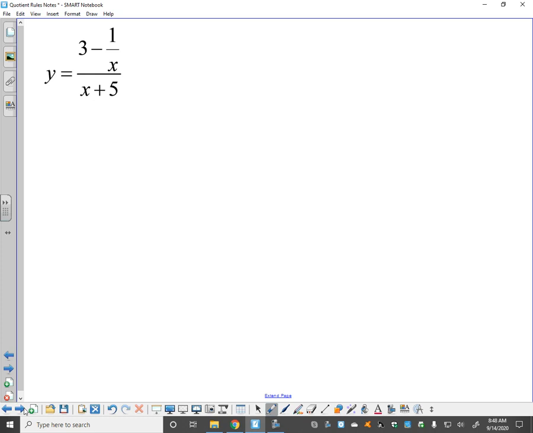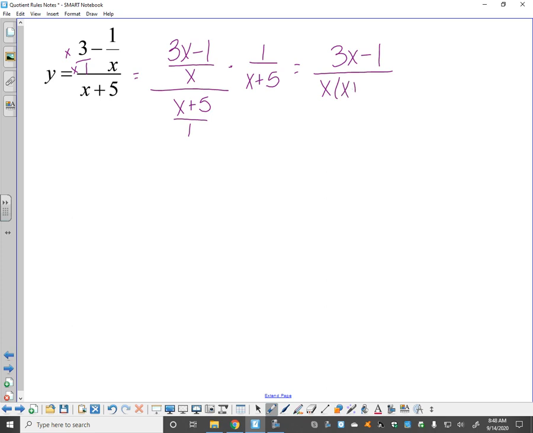Let's see. This has 3 different levels. I'm going to clean this up. I'm going to do some prep work on this. So I'm going to put the 3 over 1, and I'm going to multiply by x over x. So no calculus yet. That's going to give me 3x minus 1 over x plus 5, which is over 1. And I'm going to multiply across: 3x minus 1 over x times x plus 5.